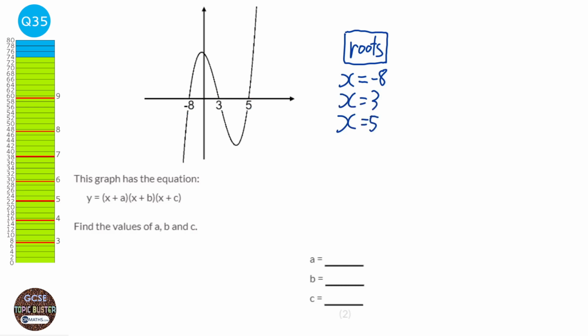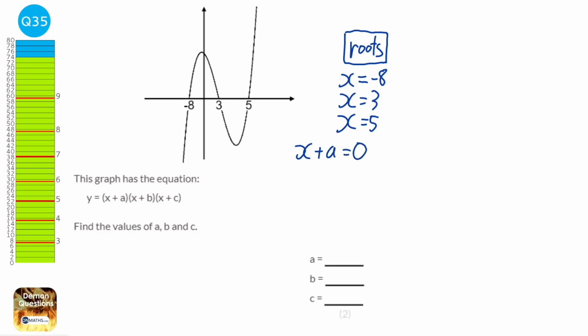Now, what is special about roots? Well, roots are where the graph equals 0. It's where y is 0. And the only way to get to 0, looking at this, is if one of these brackets is 0. So we're going to say, okay, let's have a look at the first one, x plus a. Let's get that equal to 0.